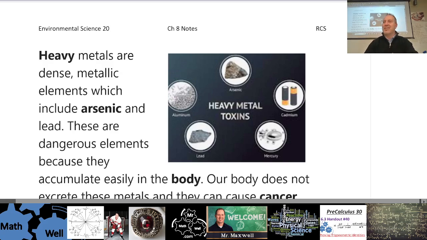Heavy metals are dense metallic elements, which include arsenic and lead. Lead is Pb, arsenic is As. As is number 33, lead is number 82, Pb. Anybody know why lead is Pb and not L or Le or something? Anybody?